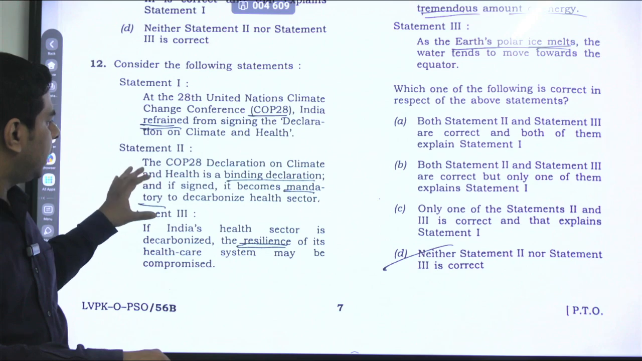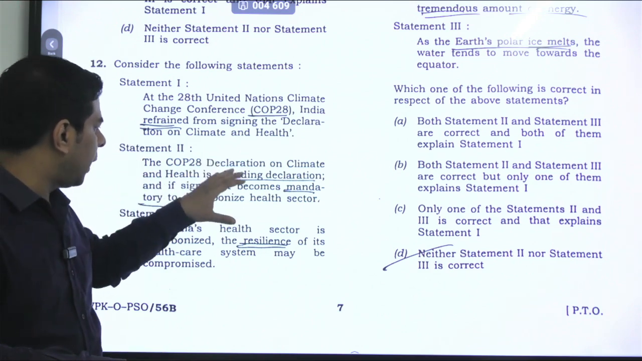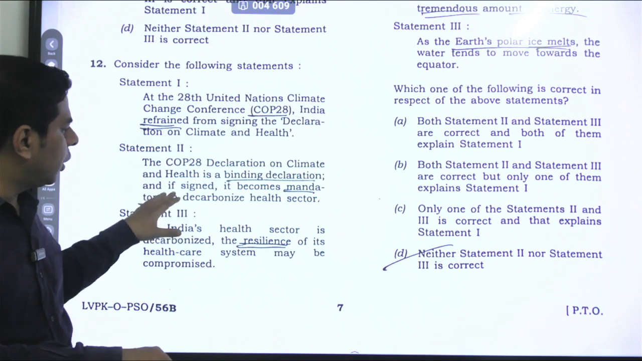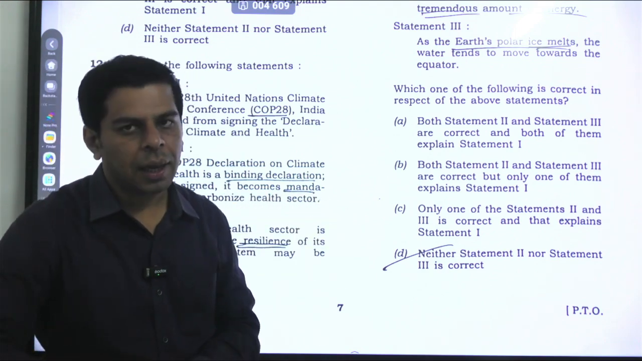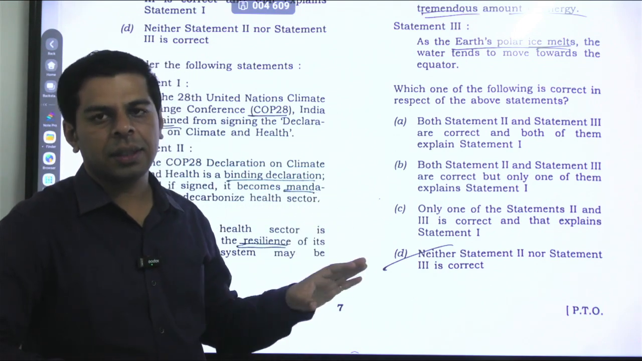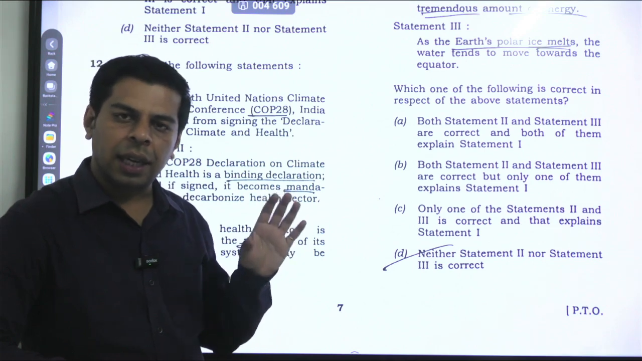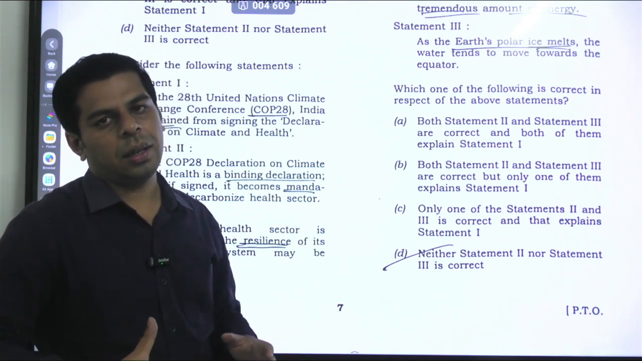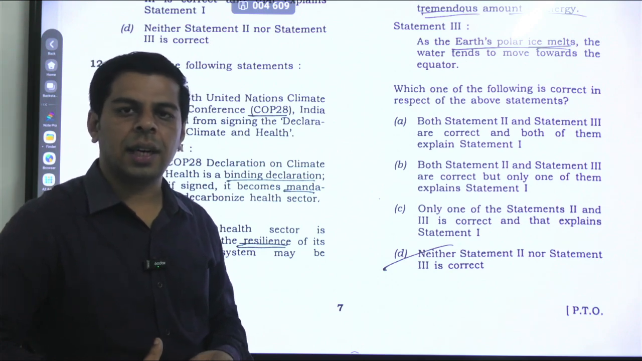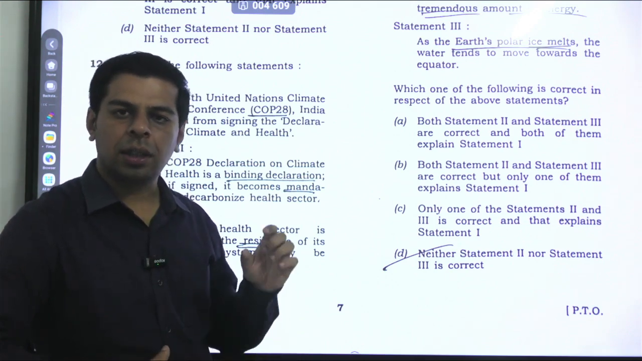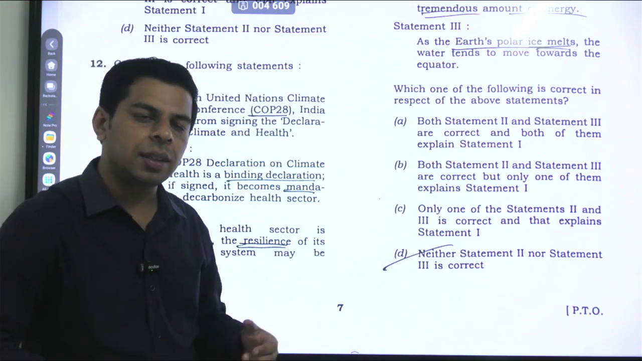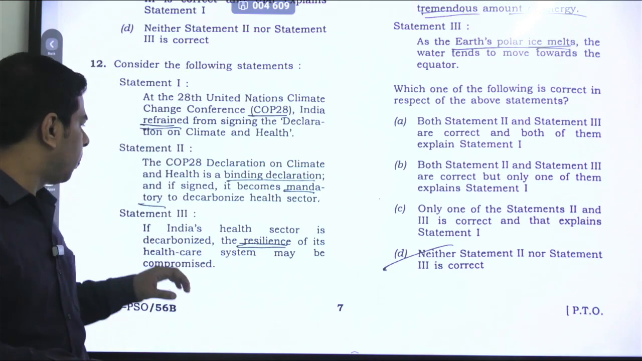The second says the declaration on health is a binding declaration. So if India would have signed, it would have been mandatory to decarbonize the health sector. So basically, they have given the exact reason as well, because this declaration is a strong one, and we know a large amount of energy is consumed in the healthcare sector when you run a hospital, and some of the operations are so critical that power backup is through fossil fuel. We have diesel generators as well as, you could say, petrol.